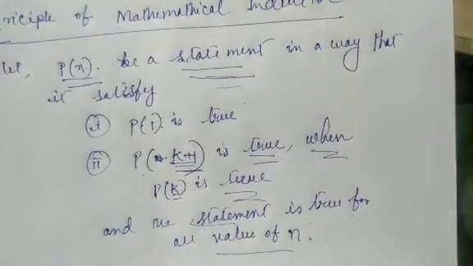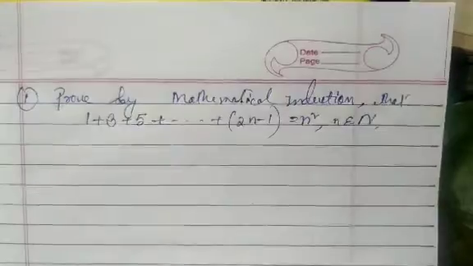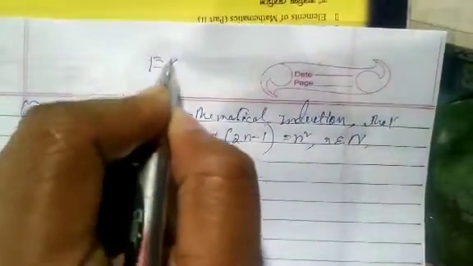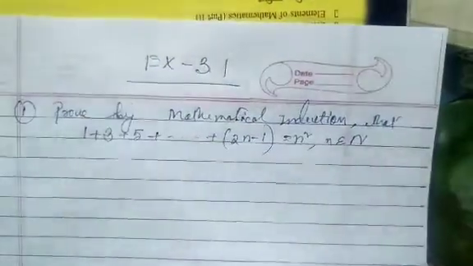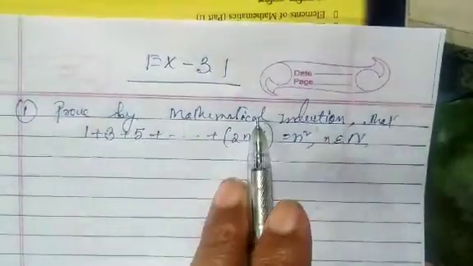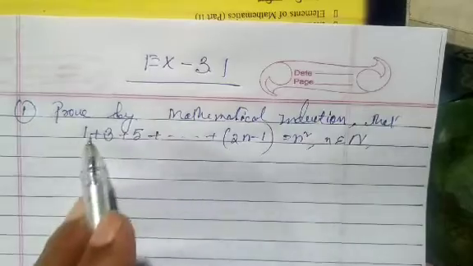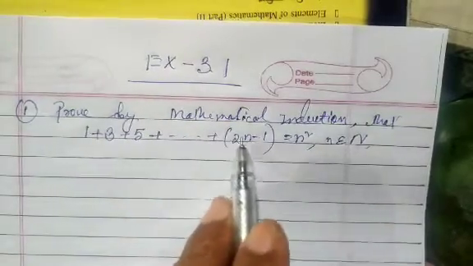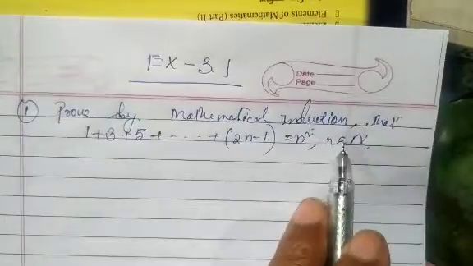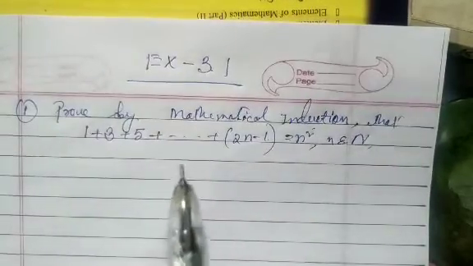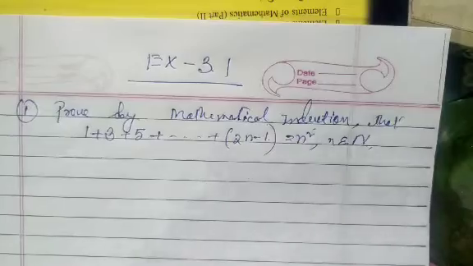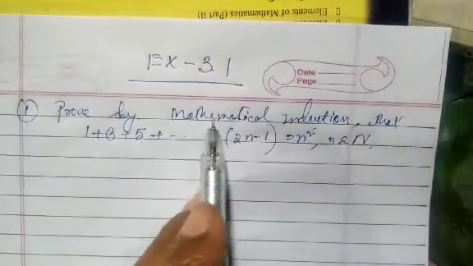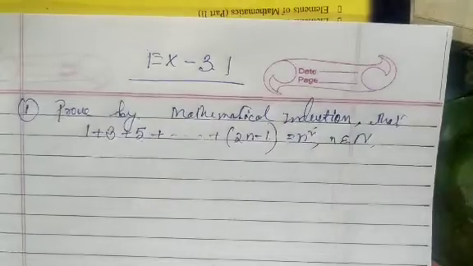So let's see one question. Exercise 3.1. The first question is: prove by mathematical induction that 1 plus 3 plus 5 plus dot dot dot plus (2n minus 1) is equal to n square, n belongs to N. Let's see how we have to prove this theorem using the principle of mathematical induction.